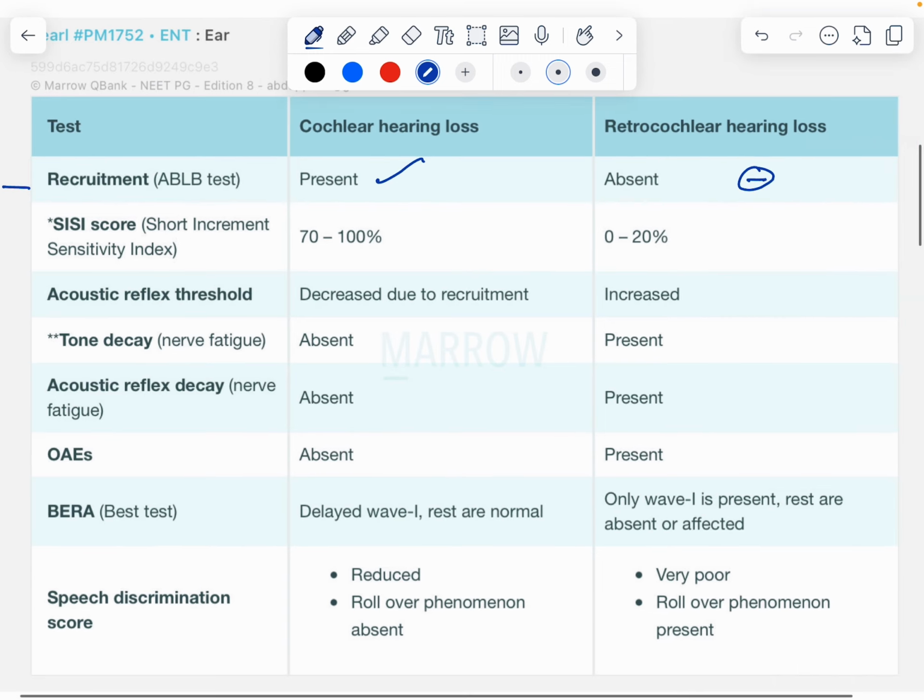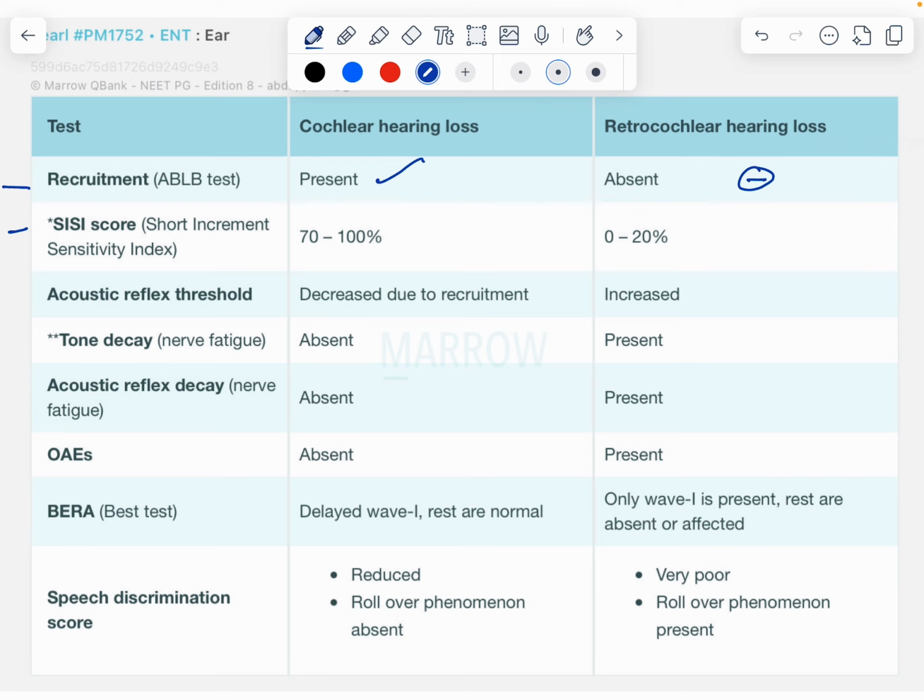Now coming to the SISI score, the short increment sensitivity index. What it means is that we have an instrument that will increase the decibel of the sound. A probe will be connected to the patient, and the examiner will increase the intensity. For example, initially it will be producing sound at 5 dB, then next second 6 dB, 7 dB, 8 dB, like that.